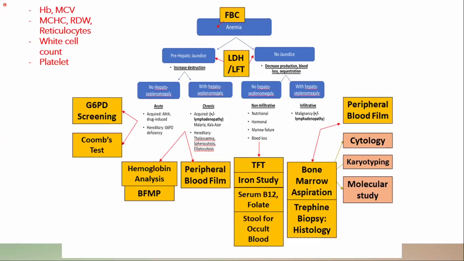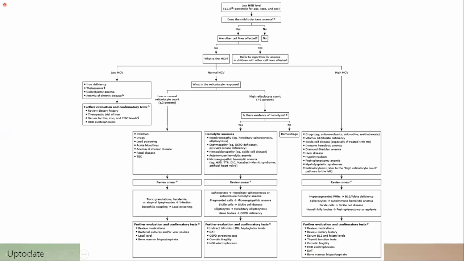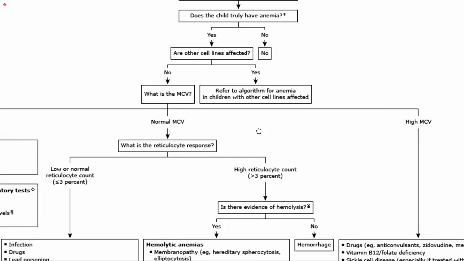Iron studies, but for what I read from UpToDate, it said that we rarely order them for children less than 2 years old if the patient is already suggestive of IDA from history itself. We should only do iron studies when we doubt the diagnosis or when the patient does not respond to our therapy. Then followed by other tests like serum B12 and folate when we suspect megaloblastic anemia, and stool for occult blood. For infiltrative causes, we will order bone marrow aspiration and trephine biopsy. Okay, so this, if I zoom, can you all see this?